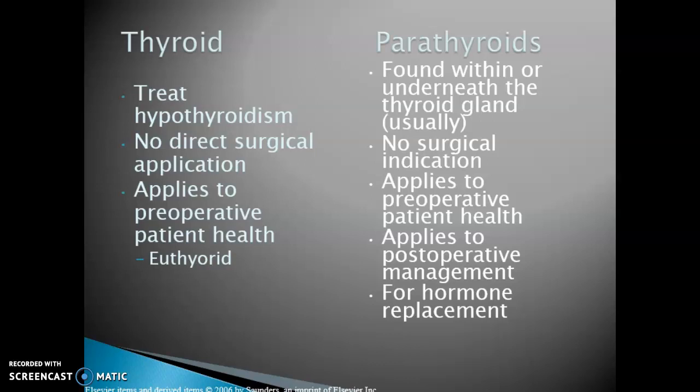Our parathyroids are small, yellowish-brown ovals covered in adipose tissue. And we usually have 4 on each side of the thyroid gland, and they produce PTH, parathyroid hormone. The PTH controls the level of calcium in our blood. And calcium is essential for proper functioning of our nerves, muscles, and heart.